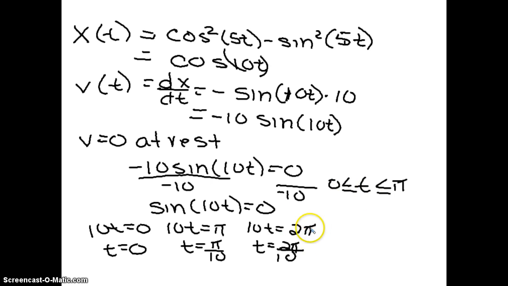As a matter of fact, if you keep going, you get 10t equals 3 pi, so 3 pi over 10 works, 4 pi over 10, 5 pi over 10, 6 pi over 10, 7 pi over 10, 8 pi over 10, 9 pi over 10, and 10 pi over 10 because that's pi. So you should have 11 answers. There should be 11 values of t.